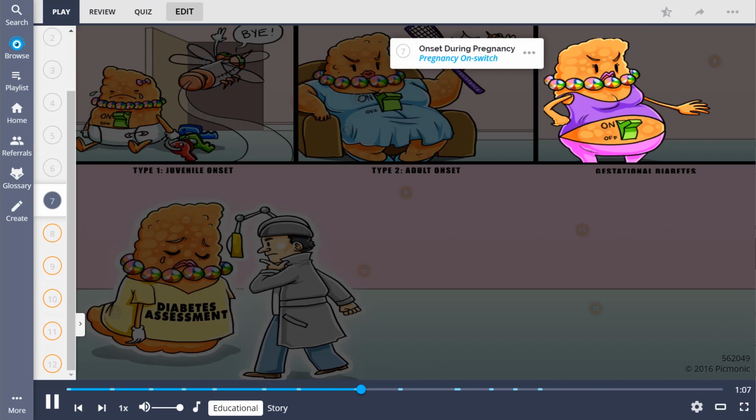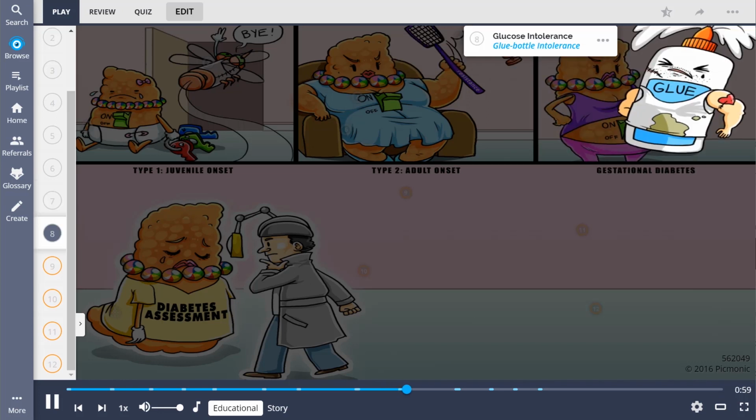The third scene illustrates gestational diabetes, which has an onset during pregnancy, shown by the pregnancy on switch. Pregnancy hormones can block insulin from doing its job, causing glucose intolerance, shown by the pancreas being intolerant to the glue bottle, who has caused her heartache.